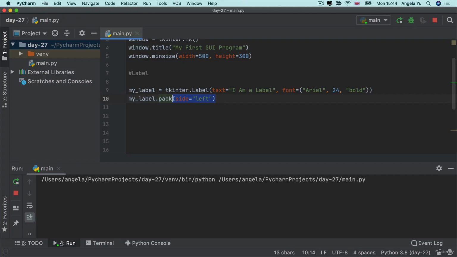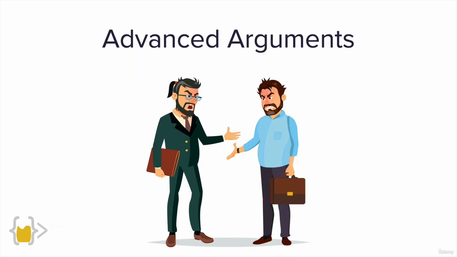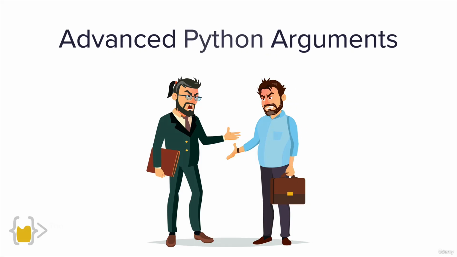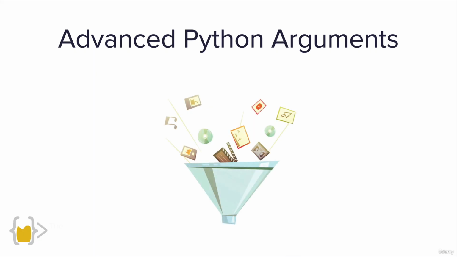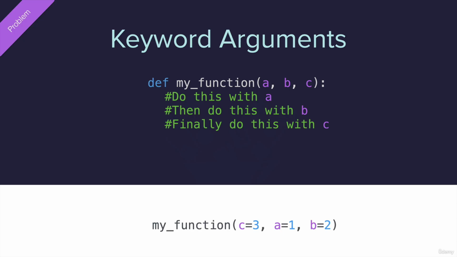Well, to understand this, we have to learn a bit more about advanced arguments. Not how to argue better, but how to use advanced Python arguments in order to specify a wider range of inputs. We've already seen how keyword arguments work. For example, here I have a function and I have 3 keyword arguments, a, b, and c. And when I call the function, I can provide those inputs a, b, and c in any order I want, as long as I've got the keyword in front. So c equals 3, a equals 1, and b equals 2.